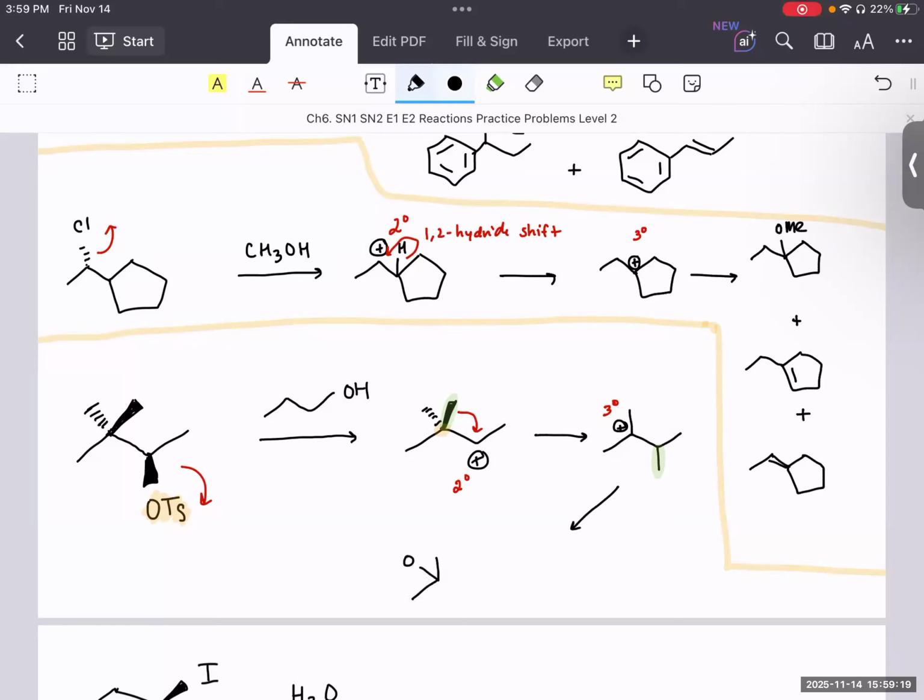We have this. And then we also can get our elimination product into between those methyl groups. We could also have an elimination go into one of those methyl groups that's a little bit less of a dominant product, or more minor. All right, so those are the ones that we'll have here, and that's it.